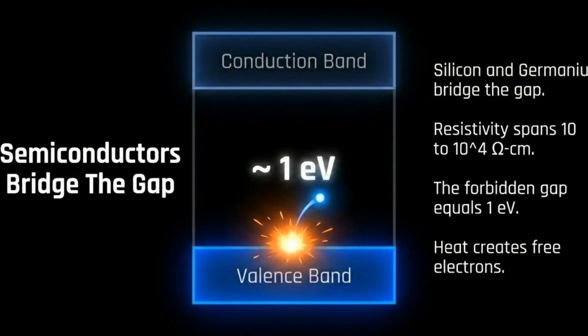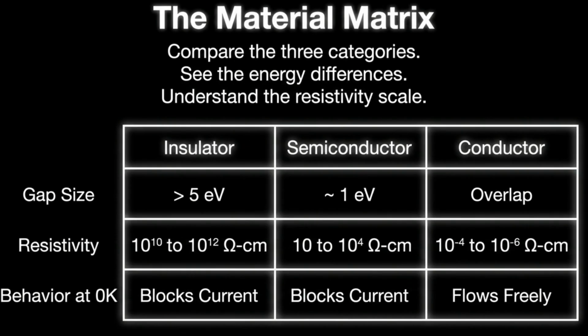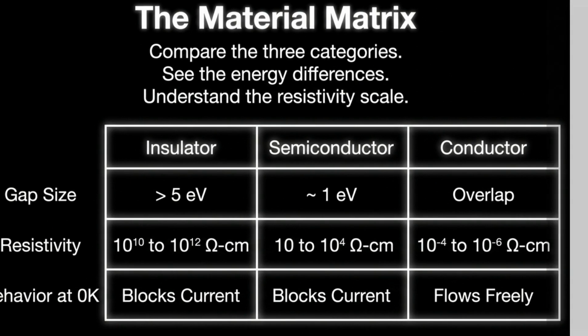Semiconductors like silicon and germanium bridge the gap. They have a smaller forbidden gap of around 1 electron volt. Heat can create free electrons, and their resistivity is moderate, spanning 10 to 10 to the power of 4 ohm-cm. This matrix compares the three categories, highlighting differences in gap size, resistivity, and behavior at absolute zero.